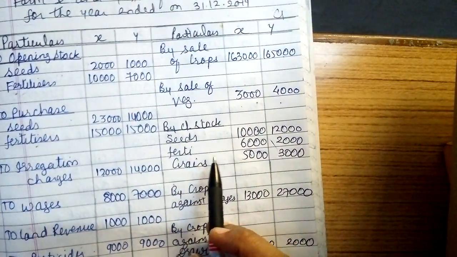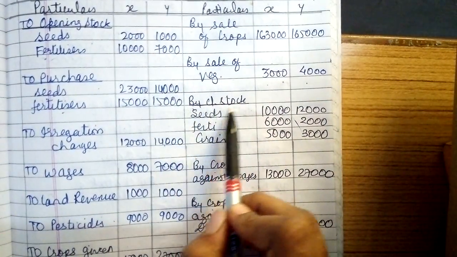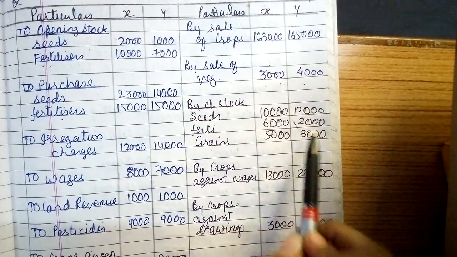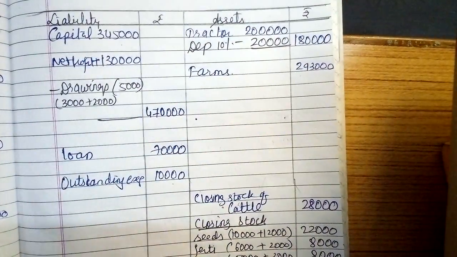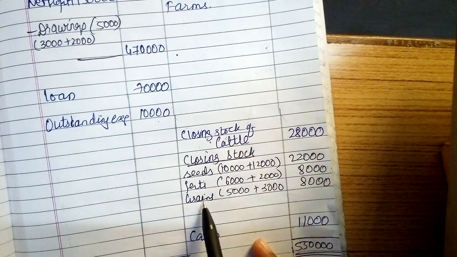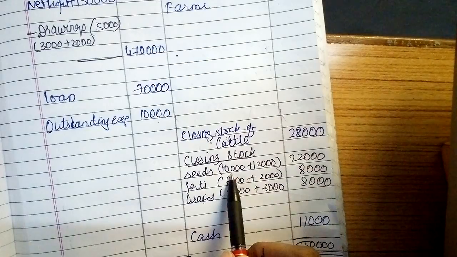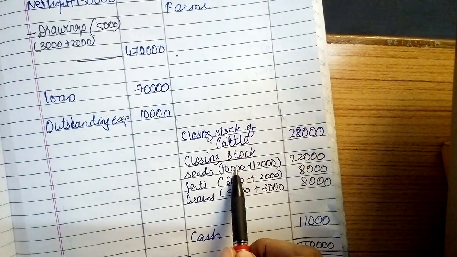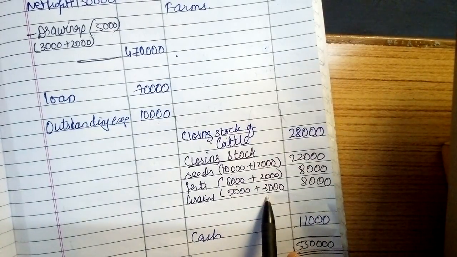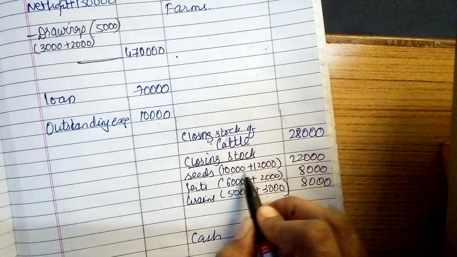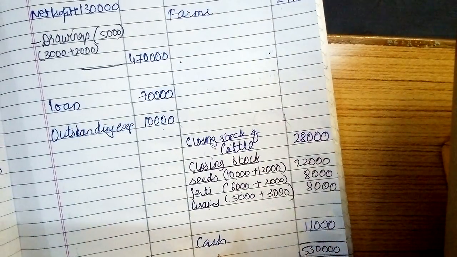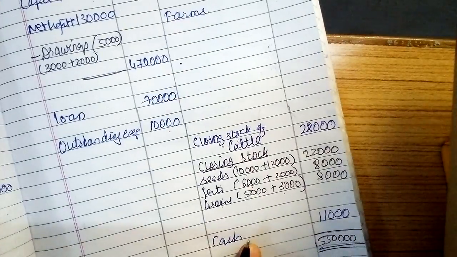So here I have written adjustments with black pen. So by closing stock, seeds, fertilizers and grains for farm X and for farm Y. Second entry of the same at asset side of the balance sheet as closing stock, seeds, fertilizers and grains. First one is of X and second one is of Y. So X 10,000, Y 12,000, X 6,000, Y 2,000, X 5,000, Y 3,000. So adding two of them, 22, 8 and 8. So this represents my total closing stock of both the firms for seeds, fertilizers and grains, right?